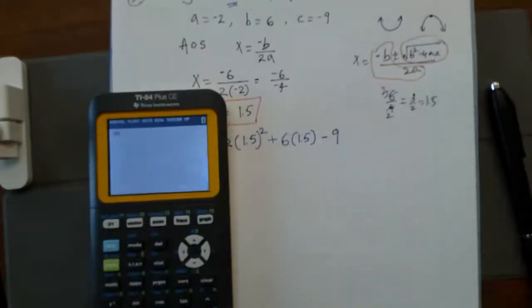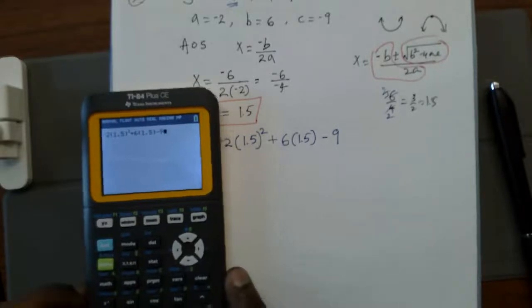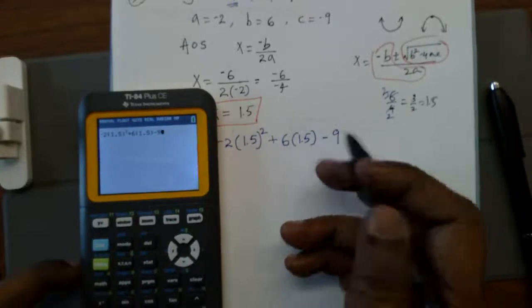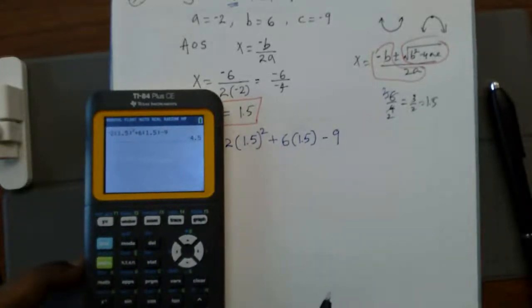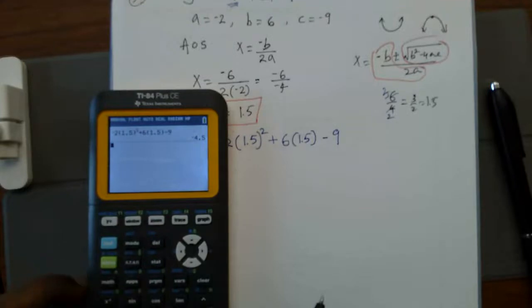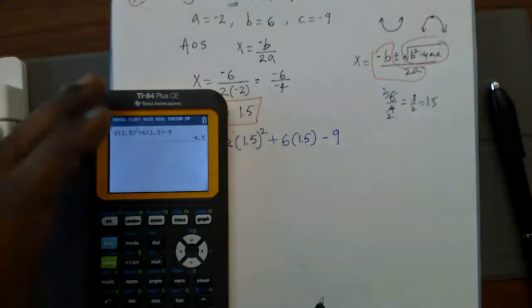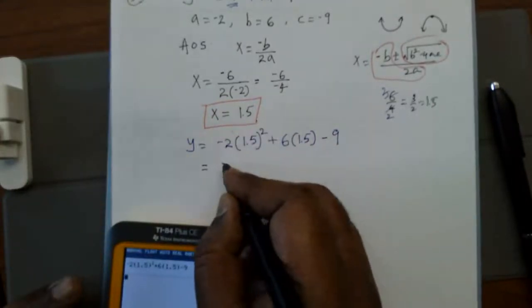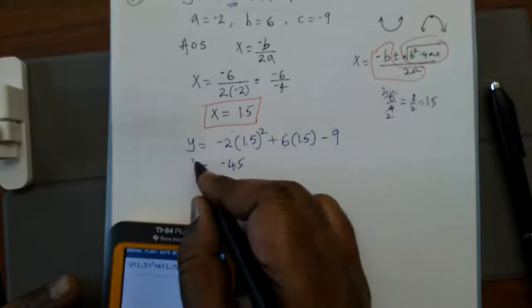Negative 2 times 1.5 squared, plus 6 times 1.5, minus 9. Did I type everything right? That gives me negative 4.5, right? So y is equal to negative 4.5.